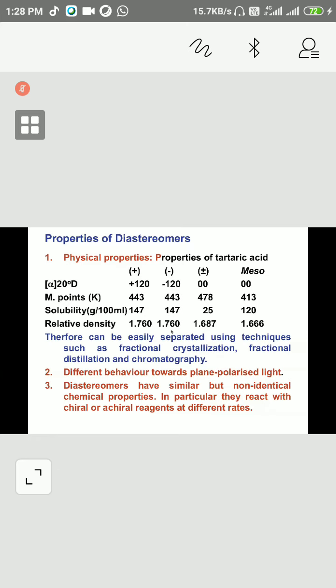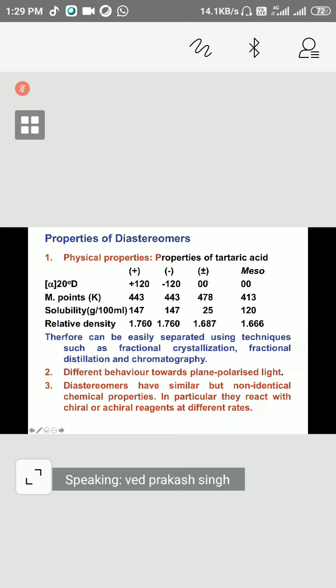and chromatography. They show different behaviors towards plane polarized light. Maybe enantiomers, this and this, these two have a diastereomer relation. So you can see totally different properties.